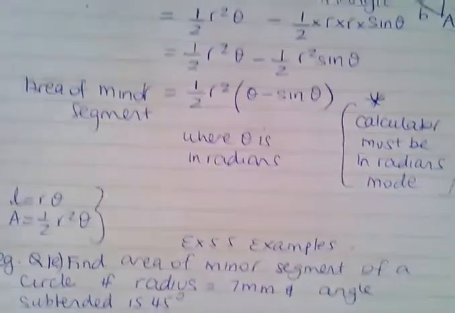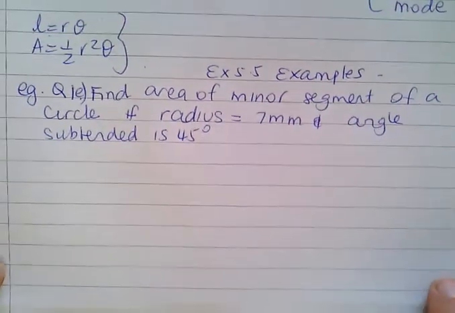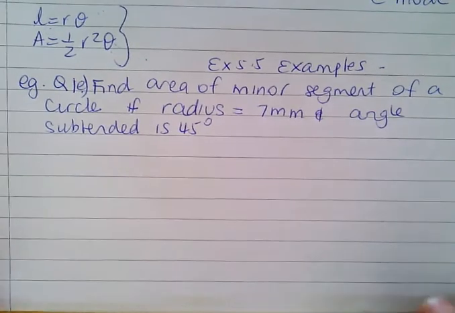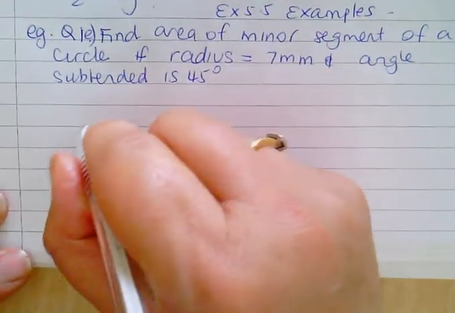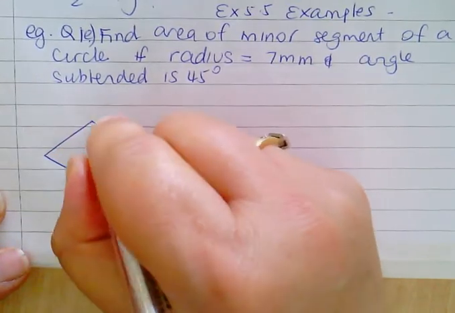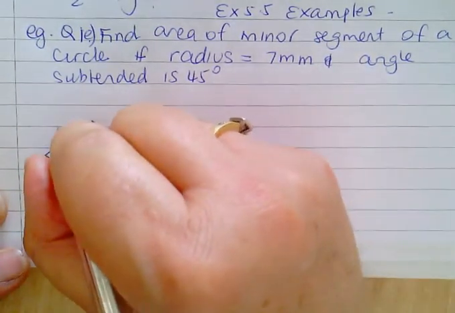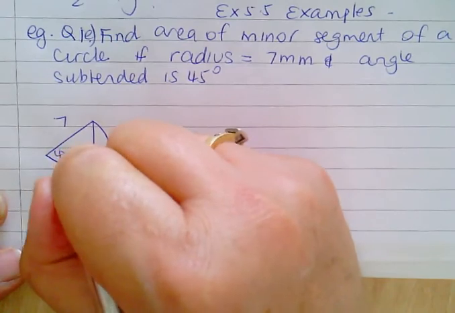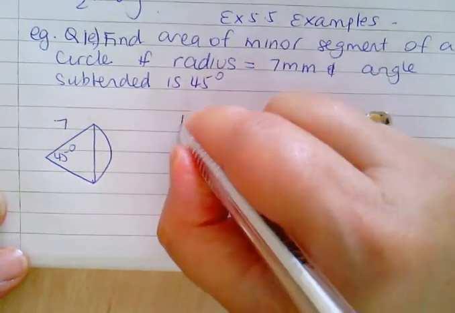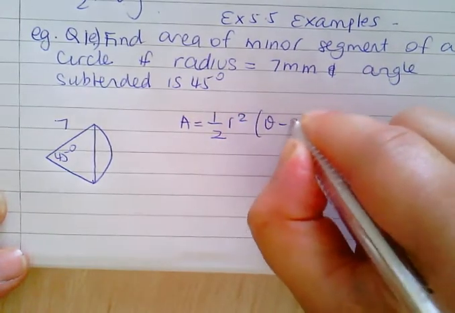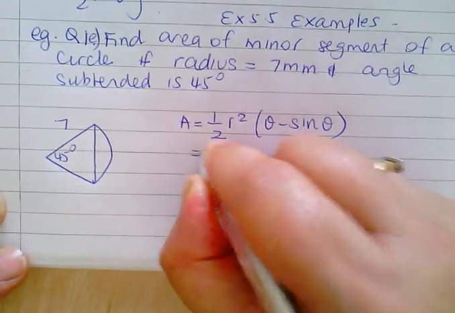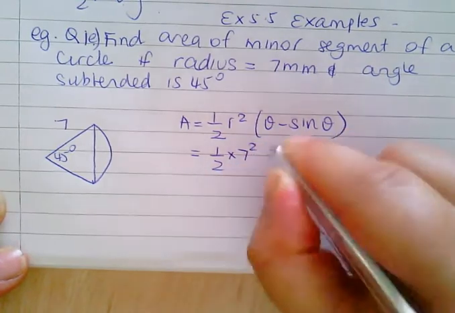Now the first example is to find the area of the minor segment of a circle if the radius is 7 millimeters and the angle subtended is 45 degrees. Okay, so remember we're finding the area of the minor segment. Radius is 7. Angle subtended is 45 degrees. So our formula: area of minor segment is half r squared (theta minus sine theta), which is a half times 7 squared.